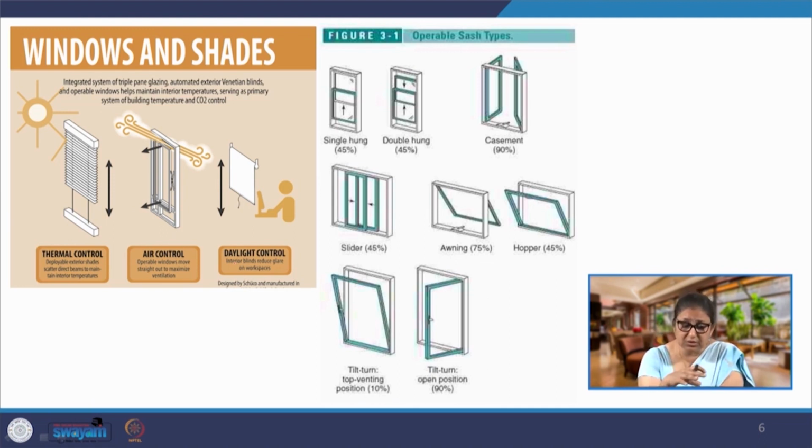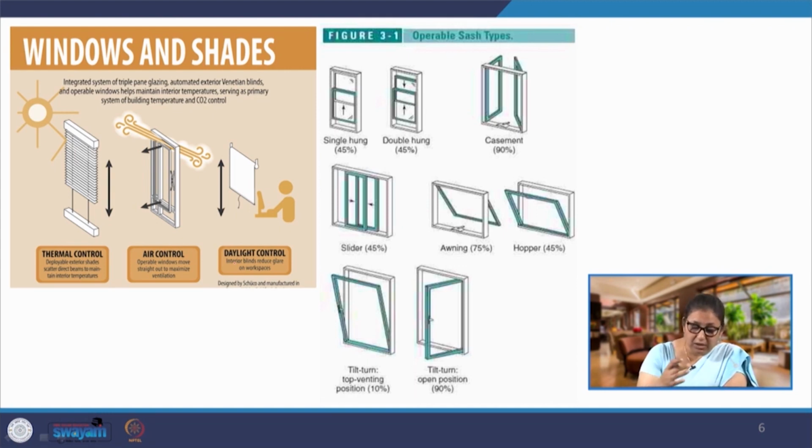Now, when we say windows and shades, windows facilitate two things: one, ventilation, and second, daylighting. Here we are focusing on ventilation. Shades also help us to control the amount of light and ventilation that can be facilitated through the window.